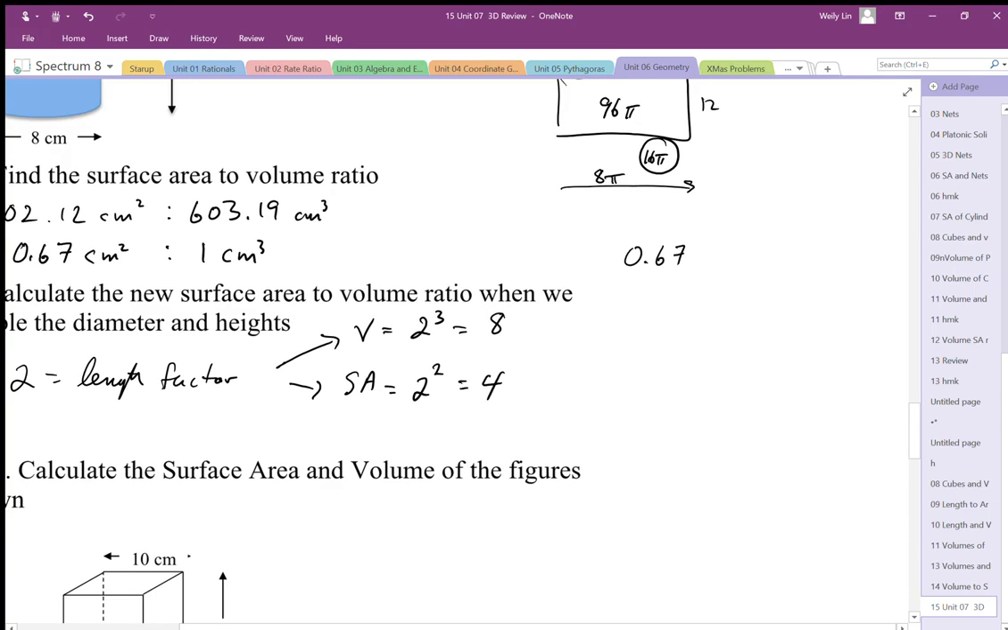0.67, this is actually 2/3, but we're going to multiply that surface area by our surface area factor of 4. We're going to multiply our volume, the 1 cubed centimeter, by our factor of 8, and then we're going to recalculate this. Essentially I'm going to times by 4, divide by 8, or essentially divide by 2, and I'm going to get this new surface area to volume ratio of 0.33 centimeters squared for every 1 centimeter cubed.